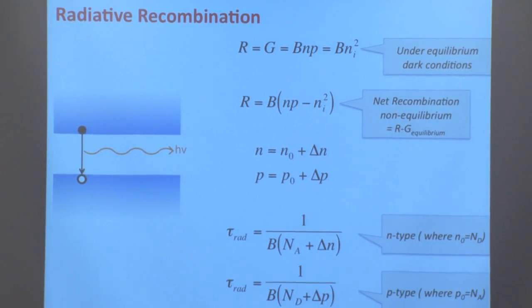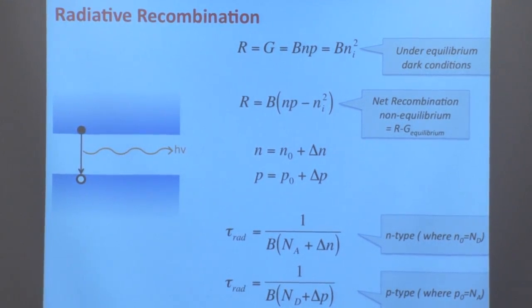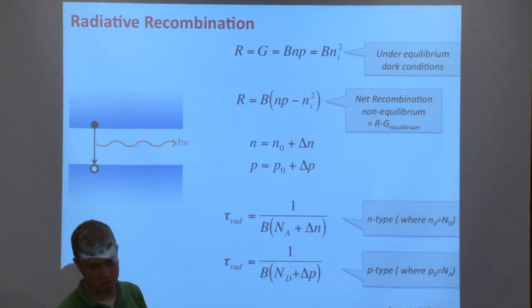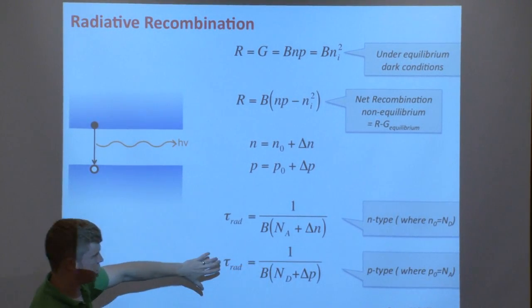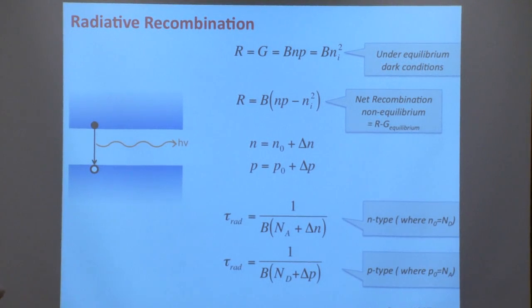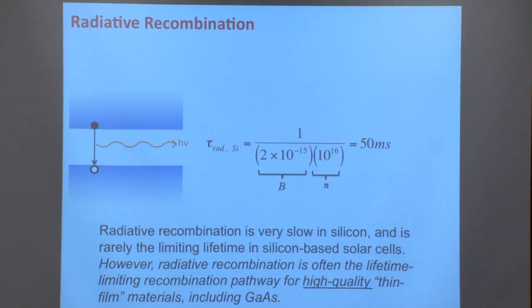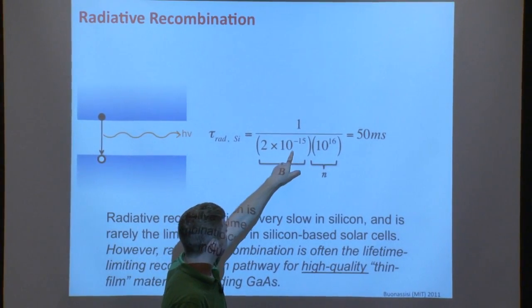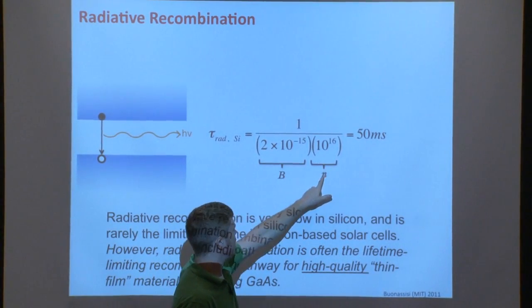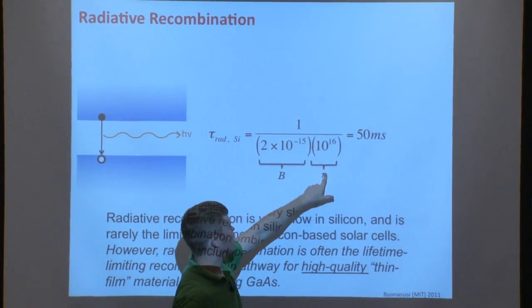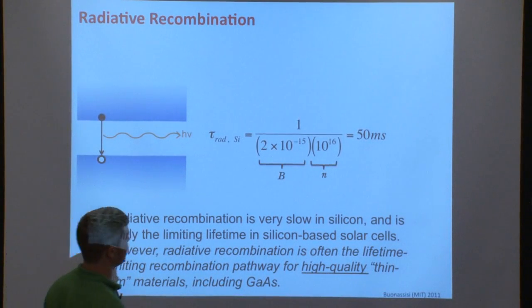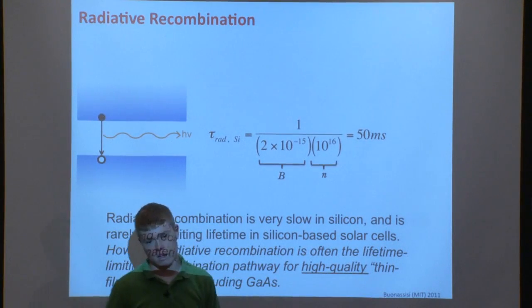And it turns out your radiative recombination lifetimes, when you plug these numbers in and you make some assumptions about what's really small compared to each other, you get these equations here. And again, tau is equal to delta n over R. And now if you look at it for silicon, B is about 2 times 10 to the minus 15. Your n_i was 10 to the 16, some doping concentration. And your radiative lifetime is incredibly, incredibly long, about 50 milliseconds.